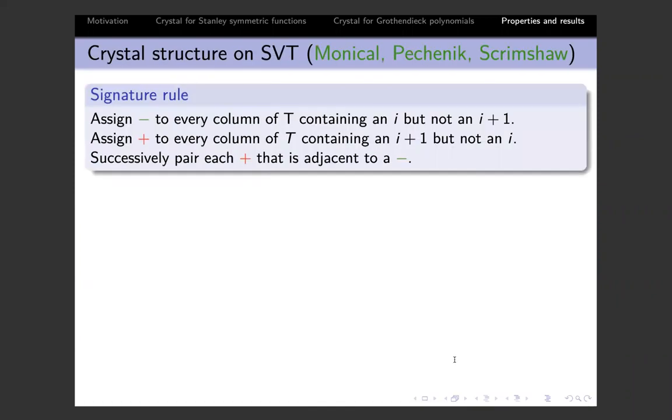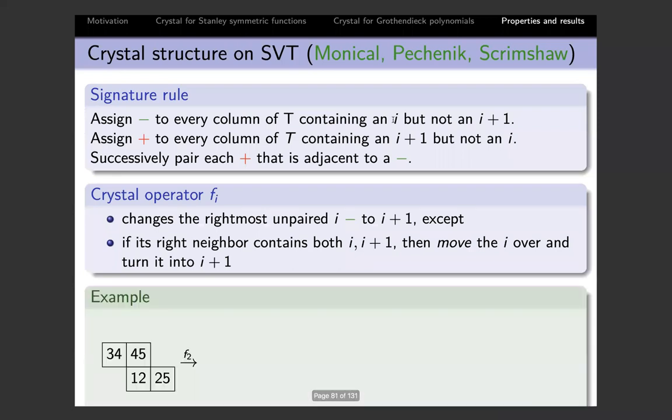Now let me briefly describe the crystal structure on the set-valued tableau given by Monical, Pechenik, and Scrimshaw. What they do is assign to every column in T that contains an i, but not an i plus one, a minus sign. Then they assign a plus sign to every column in T containing an i plus one, but not an i. Then they pair all the pluses with the minuses, similar to what we did before when we paired i plus ones with i's. Here's an example.